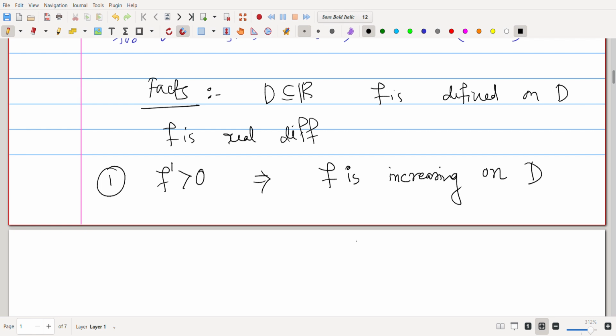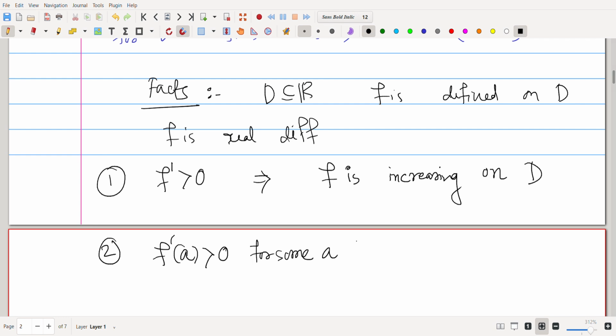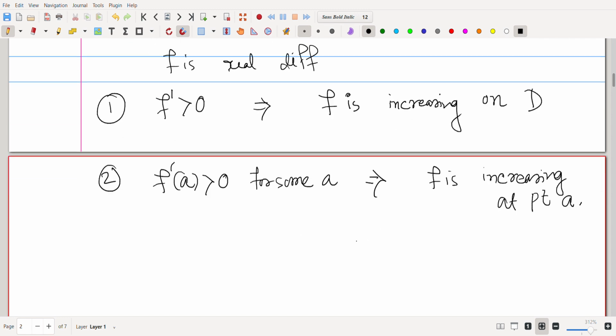And I have already mentioned the definition of a function being increasing on an interval. This is the meaning of that. And the second property: if f prime a is greater than 0 for some a, this will imply f is increasing at point a. And I have already mentioned the meaning of a function being increasing at some point. So this is important.